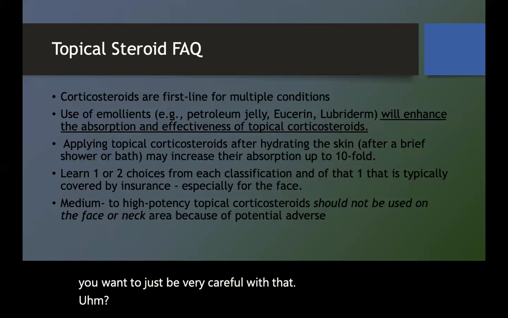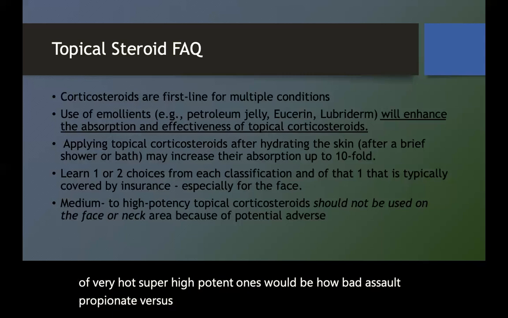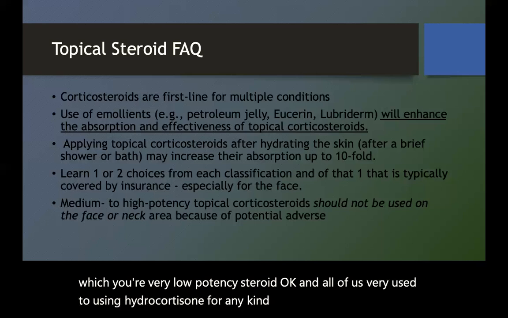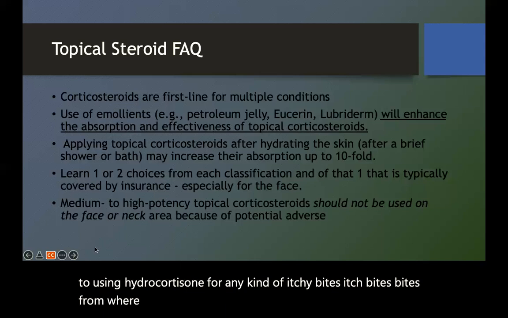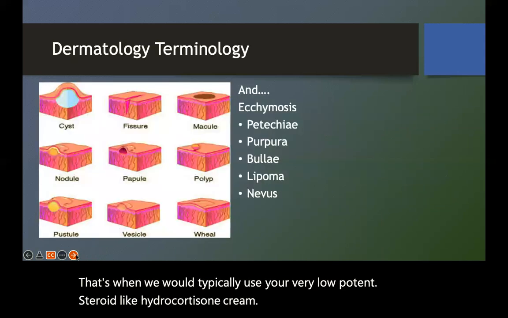Topical steroids that you may want to be conscious of in terms of very high, super high potent ones would be albendazole propionate versus just regular hydrocortisone 1% over the counter, which is your very low potency steroid. All of us are very used to using hydrocortisone for any kind of itchy bites, where you were bitten by any kind of insects. That's when we would typically use your very low potent steroid like hydrocortisone cream or ointment.